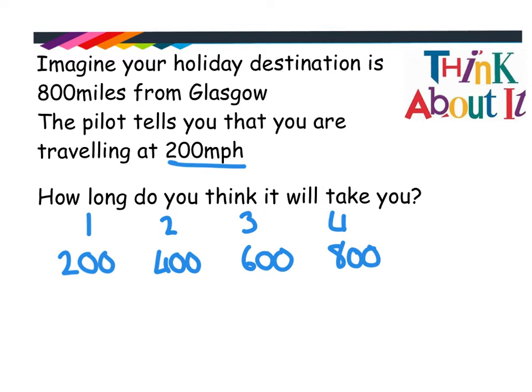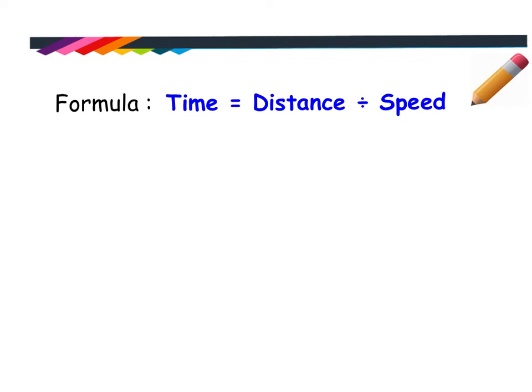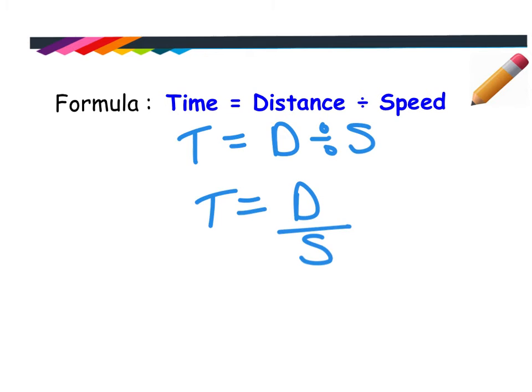But what sum are we really doing there? I know I counted up, but you're seeing how many 200s go into 800, aren't you? So you're really doing 800 divided by 200 to get the answer of 4. Now 800 was your distance, the 200 was your speed, and that gave us our time. So to get time, you do your distance divided by your speed. Here is your formula. You might want to shorten this to D over S, which also means distance divided by speed.